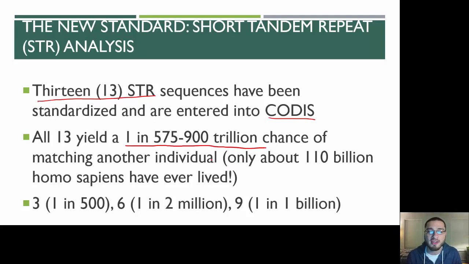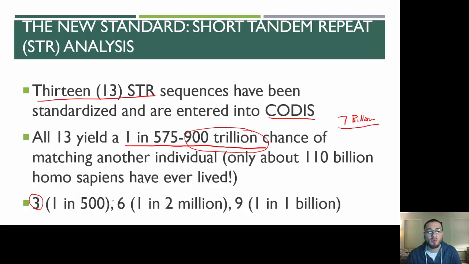There's only about 110 billion Homo sapiens that have ever lived. There's about 7 billion people alive right now. If there's over 7 billion, we're not talking about 900 billion, we're talking about 900 trillion. So that number is so much larger, it would be impossible to see that someone else has those same exact 13 STRs.